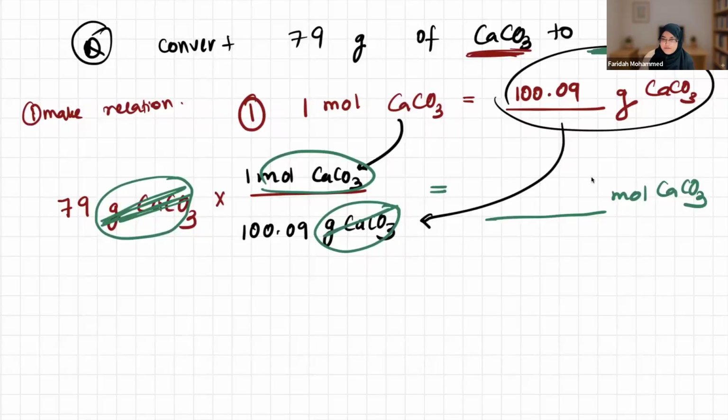And what's the number, please? Someone? Yeah, Diksha. 0.789 mole. 0.79 mole. Okay, the significant figures.